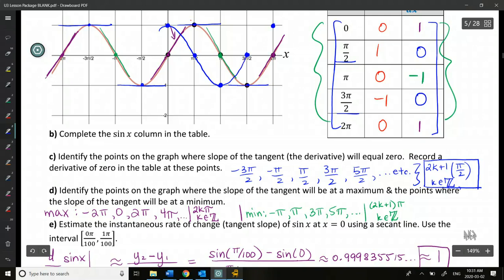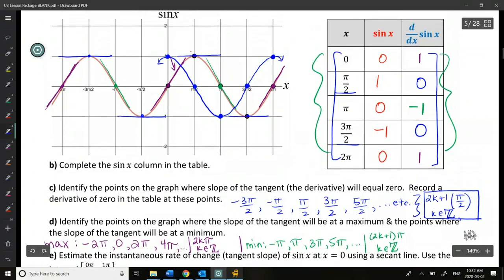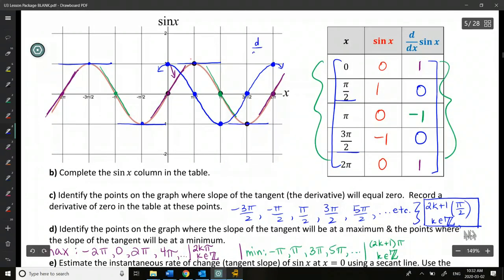Say that again, Alex. Isn't that just the cosine function? This is the cosine function. So the derivative of sine x is actually cosine x. Okay, so this is the cosine function. So we can see how the x values of the original function relate to the slopes of the tangents of the derivative function. And we actually get the cosine function. So this is the derivative of sine x.